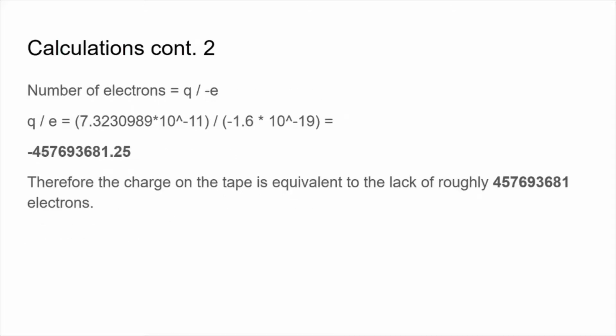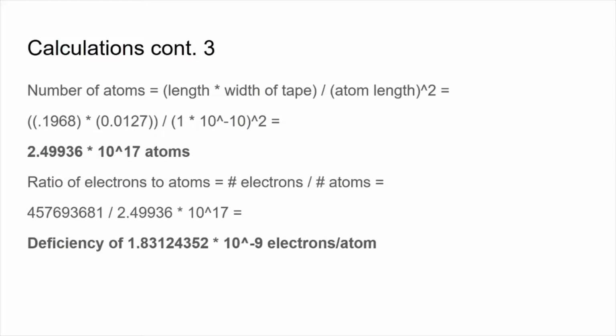So here we need to calculate the number of electrons, and because it's positively charged, we know that the tape has a deficiency of electrons. So here we divide the charge of the tape by the charge of an electron, and we can see from that that the charge on the tape is equivalent to a deficiency of roughly that number of electrons. Here we divide the area of the tape by the area of an atom to get the total number of atoms on the tape, and then we can divide the number of electrons by the number of atoms to get the deficiency of electrons per atom, which is in this case 1.8 times 10 to the negative 9 electrons per atom.